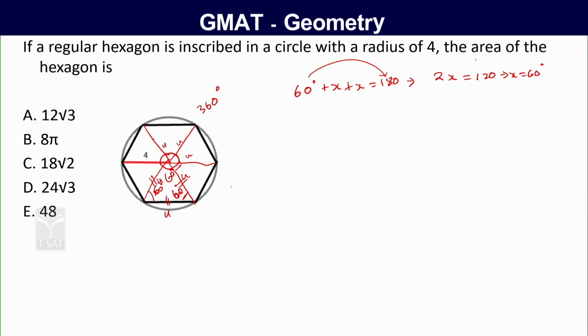And what do we want? They are asking us the area of the hexagon. Area of the hexagon is nothing but equal to 6 into area of equilateral triangle.